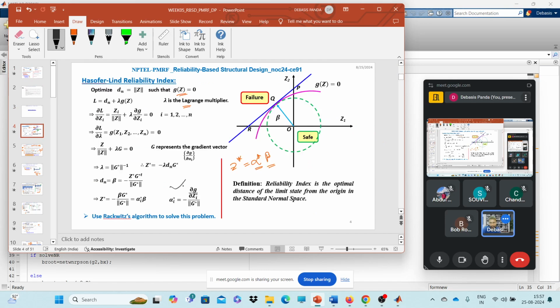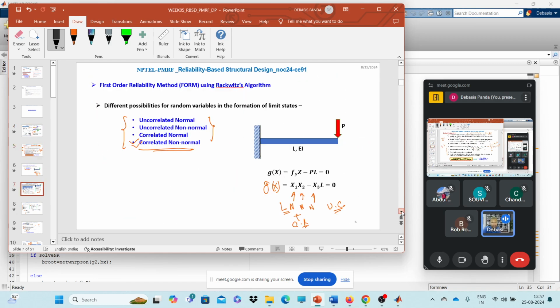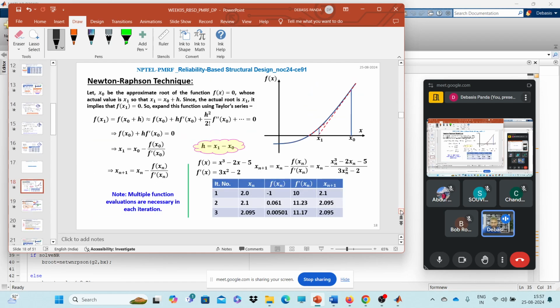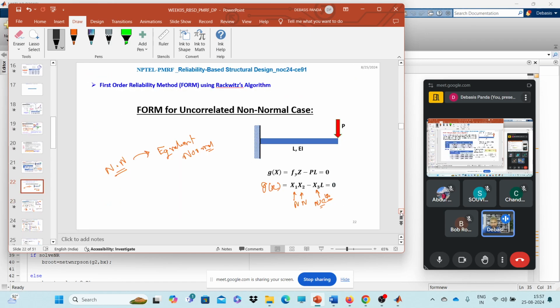Alphas are nothing but the gradient of the limit state function with respect to the random variable, divided by the Euclidean norm of the limit state function as a whole. So now we have the direction cosines, and once we have the direction cosines, we can start the iterations.